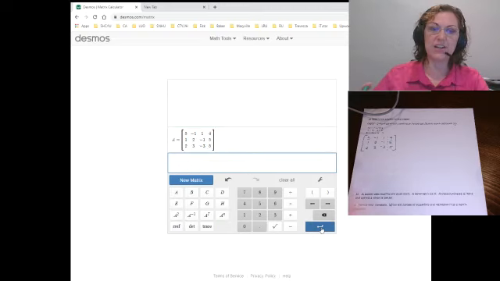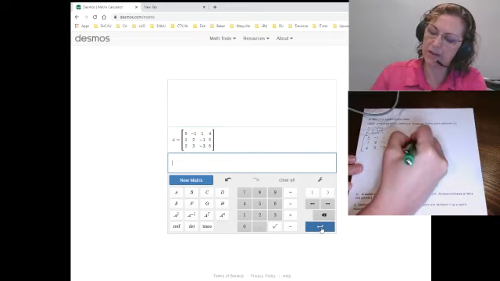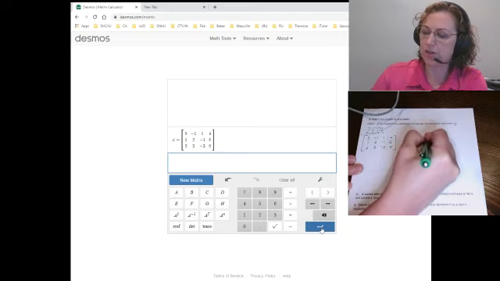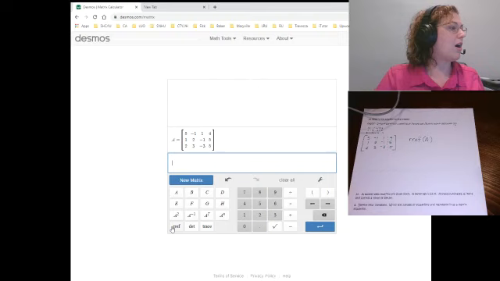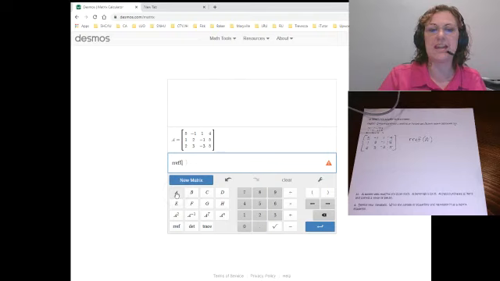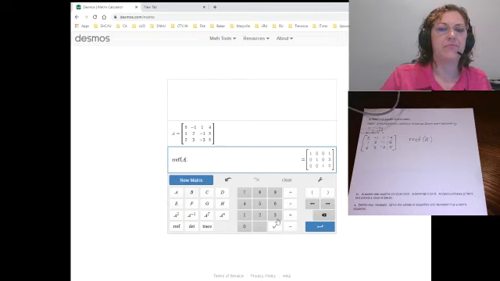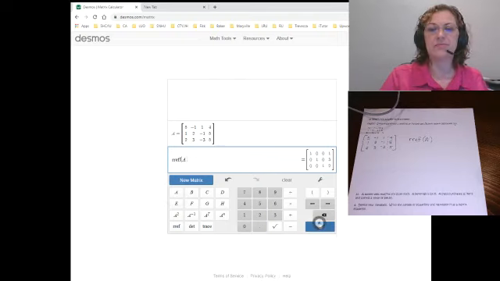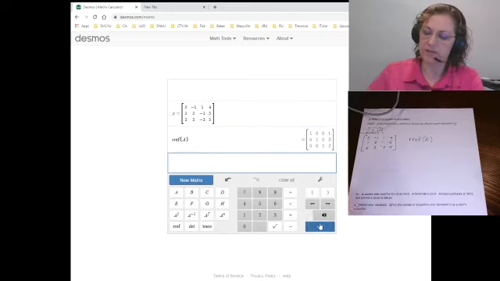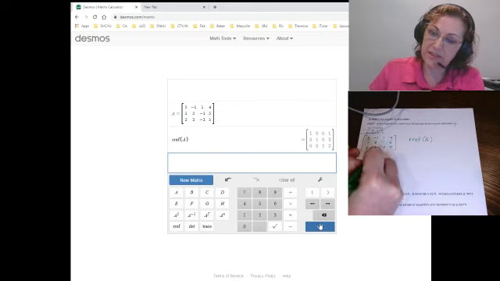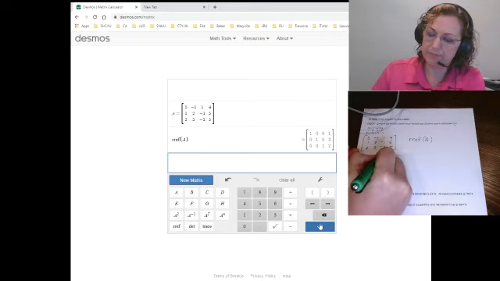And then here's your key notation I want you to make sure you use. Write that down on your note sheet. It's the RREF form, RREF of matrix A. Now, what that gives us is this matrix.